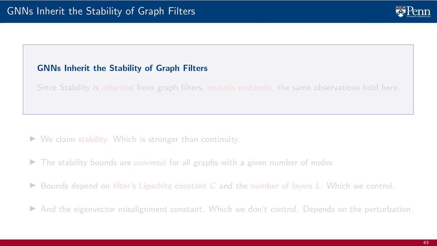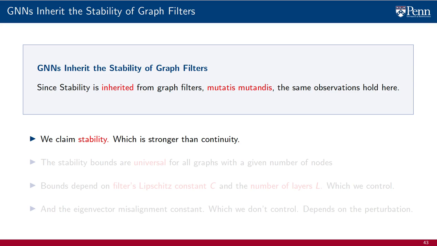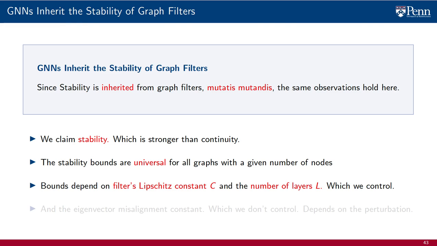The fact that stability is inherited from graph filters implies that, mutatis mutandis, the same observations we made for graph filters also hold here. We claim stability, which is stronger than continuity. The stability bounds are universal. They hold for GNNs run on all graphs with a given number of nodes. And the bounds depend on C, the Lipschitz constant of the filter, and on L, the number of layers of the GNN. These are parameters we control. But the bound also depends on the eigenvector misalignment constant, which we don't control. It's a property of the perturbation.